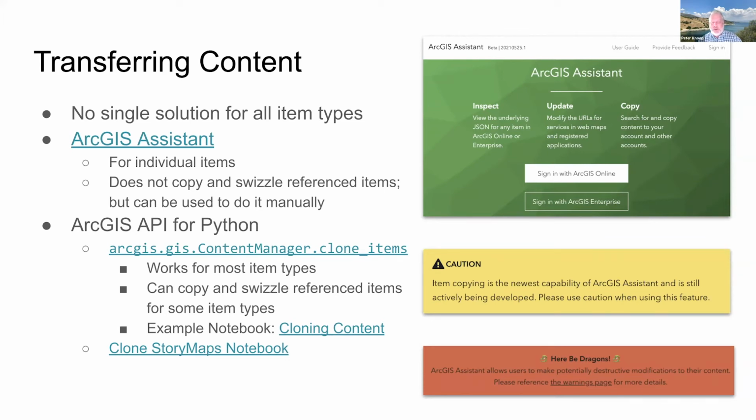So it clones not just the story map itself, which is effectively what the duplicate story map function does in the interface, but it will also clone any web maps or web scenes or feature layers referenced by those web maps or web scenes that are owned by the same author as the story map. So you can end up with an exact duplicate of your story map, either in the same organization or in a different organization.